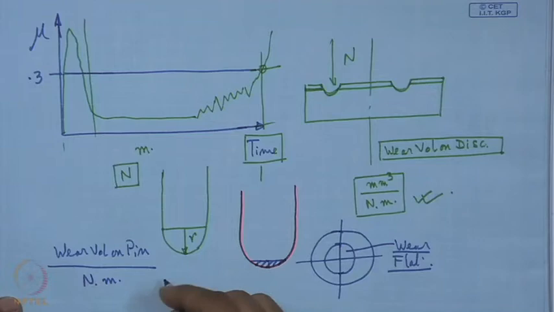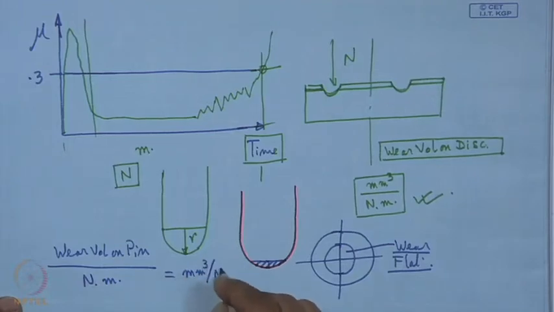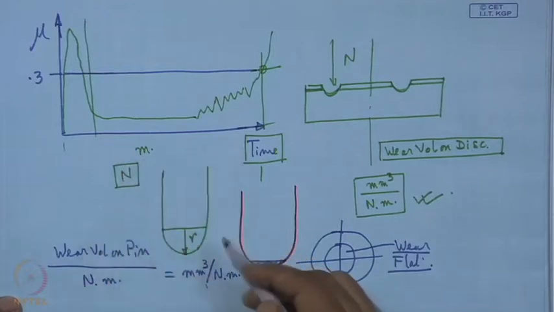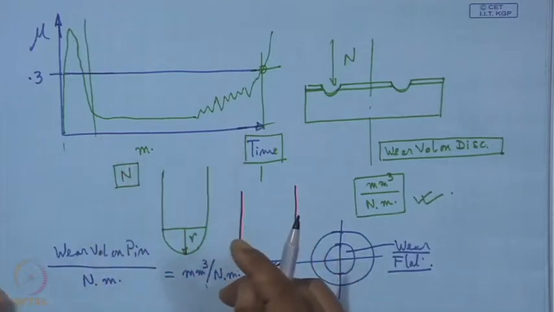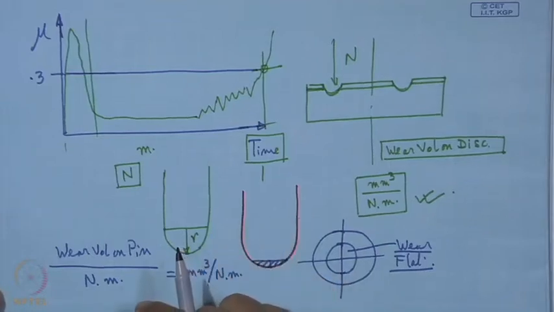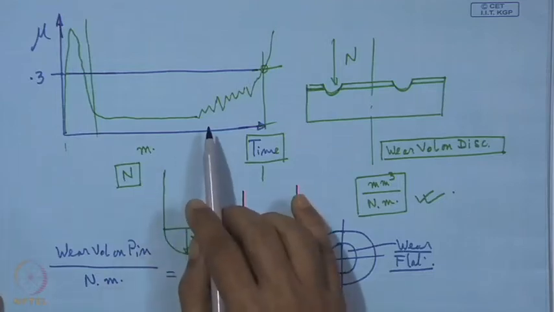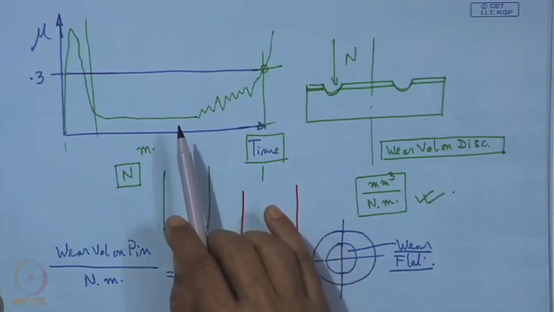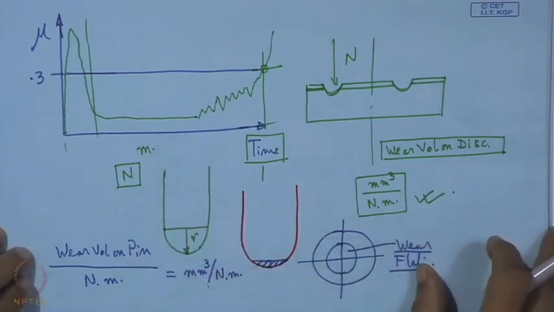So, wear volume is also given in millimeter cube per Newton meter of distance traveled and the normal load. From this we can have a fair assessment of the wear performance, the wear resistance, and at the same time the friction. So, this is one of the things one has to look into.